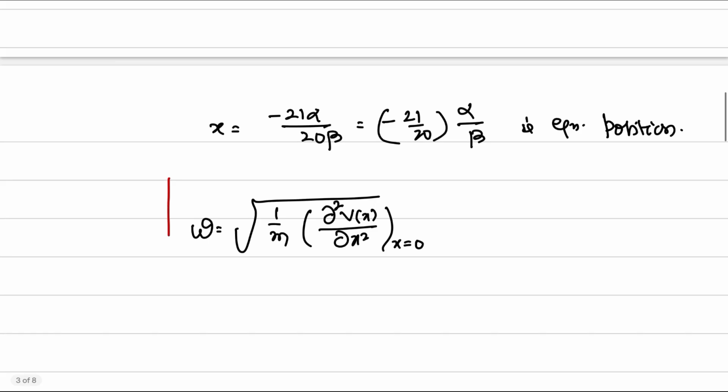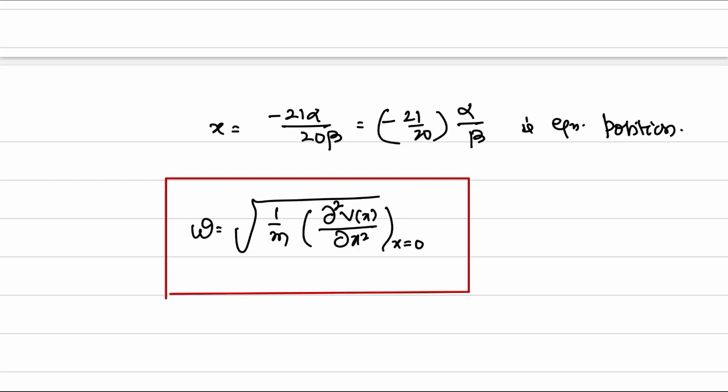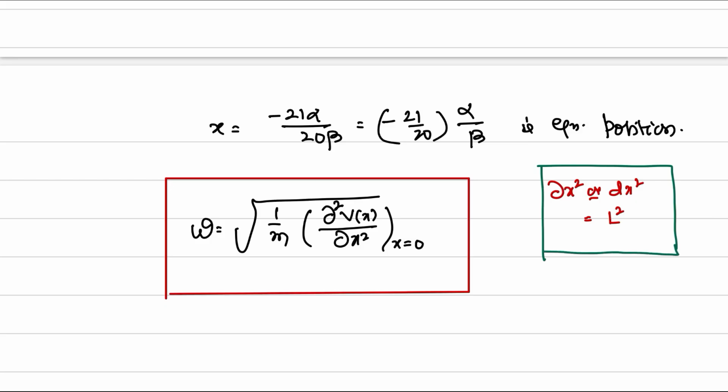Here I is gone instead of 1 by I. 1 by I is used when theta is there, because theta is dimensionless, we treat it in radians. Here we have already taken dou x square. What are the dimensions of dou x square? Please tell me. Dou x square or dx square has dimensions L square. Already L square is taken care of in dou x square. Hence, we have divided by m. Please remember this change.